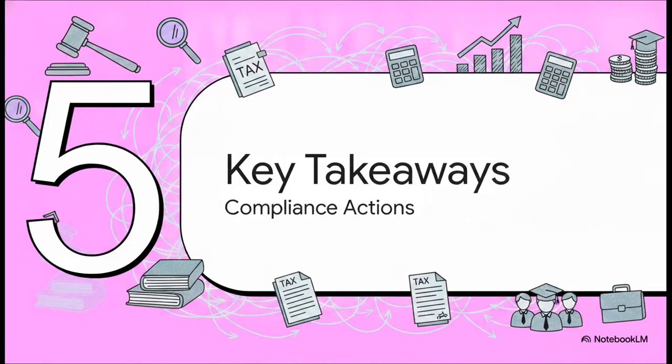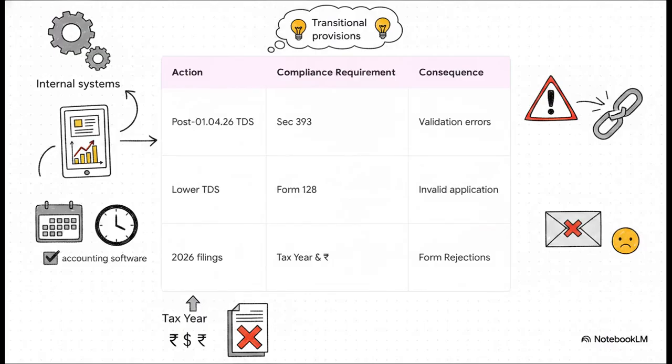Which brings us to Part 5, Compliance and Key Takeaways. Because understanding the theory is great, but executing it is where the real work happens. Listen, you have got to update your internal systems and accounting software right now. For example, if you're making a contractor payment after April 1, 2026, and your accounts team quotes the old Section 194C for TDS, you are going to get immediate portal validation errors. You have to use the new Section 393.